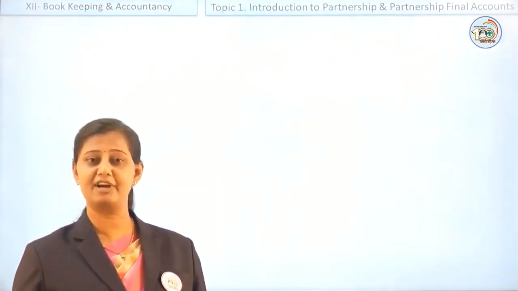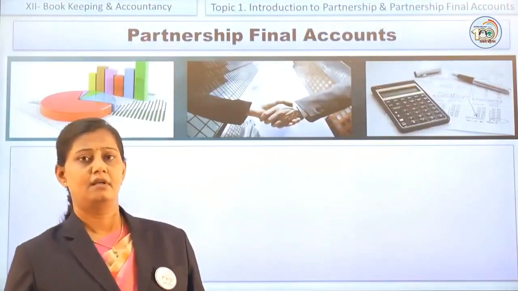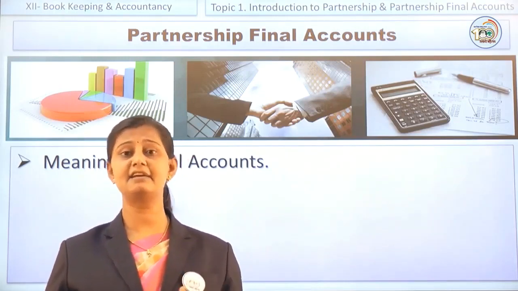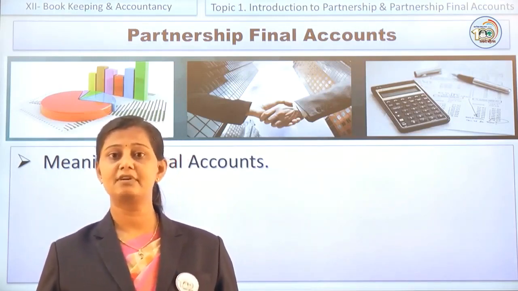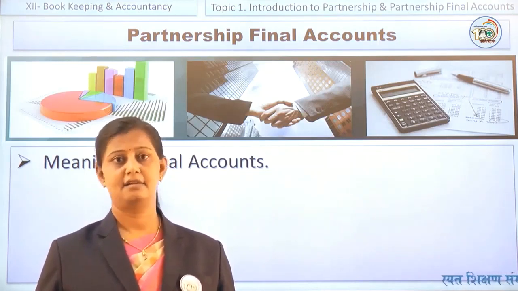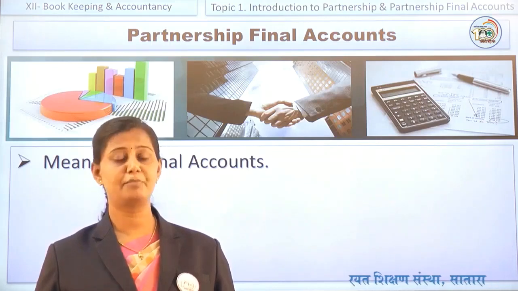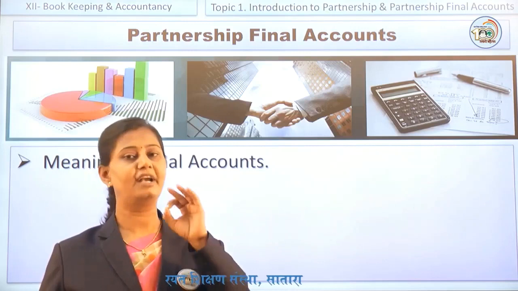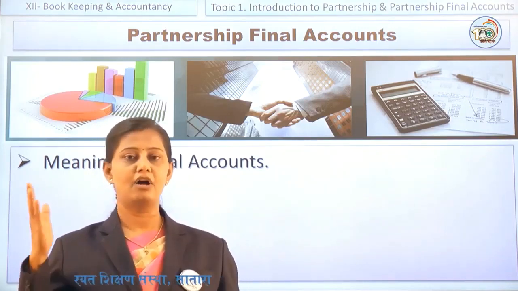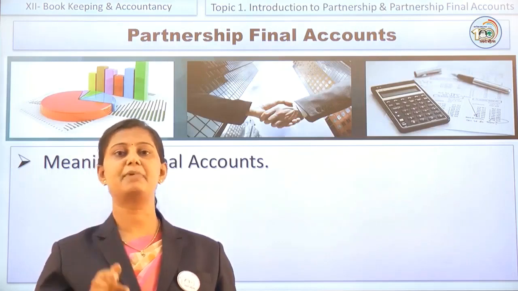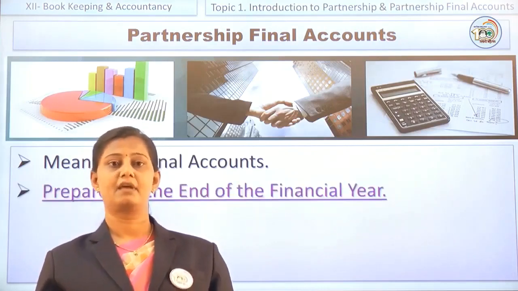Now come to the next point, partnership final accounts. Students, you have already learned in 11th standard the final accounts of a sole proprietary concern, but in 12th standard partnership final accounts are to be prepared. Both are prepared on similar lines. The only difference is that all partners' capital accounts and partners' current accounts are shown in partnership final accounts.